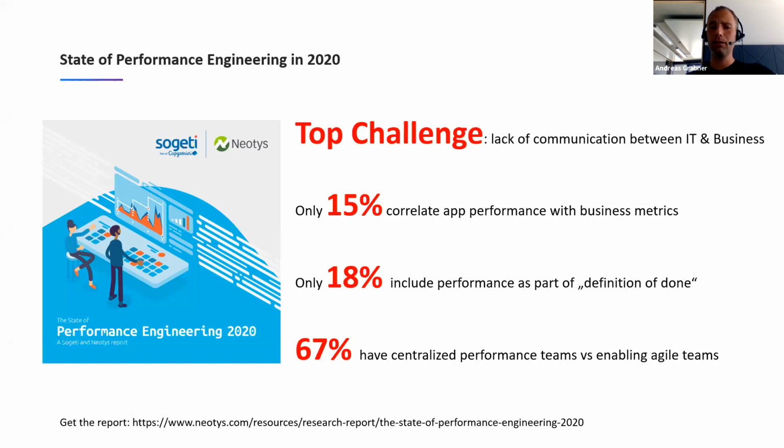But for me, it's sad that only, let's say, 15% correlate application performance with business metrics, which I think is important, because otherwise, when we are optimizing and testing and we don't talk with the business about what's actually important for them, then maybe we optimize and test for something that might look good on our load testing reports, but may have no real business impact. So Henrik, I know you've worked with the report. Any other conclusions on the state and where we are right now from your end?